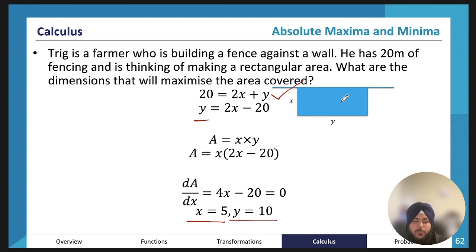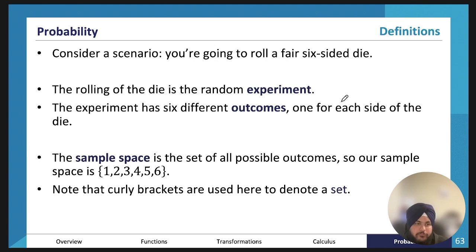We'll now move on to probability and have a look at some of the conventions and definitions. So what is probability? Probability is just the chance of a certain event occurring when you know what the different outcomes are. So consider a scenario first of all: you're throwing a fair six-sided die. When you roll it, it can give you different numbers, but there will be 6 different outcomes, one for each side of the die.